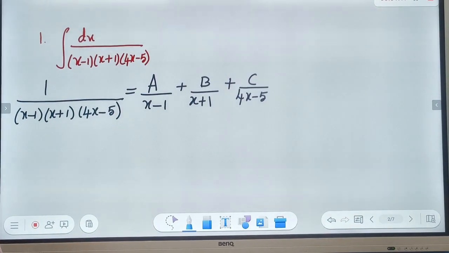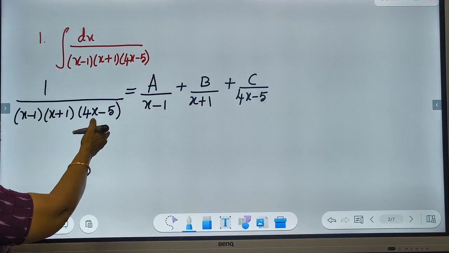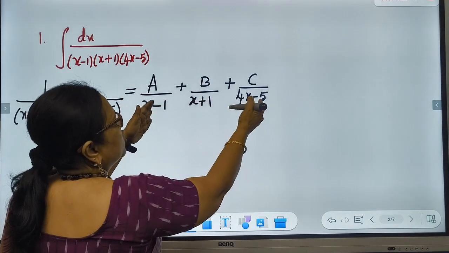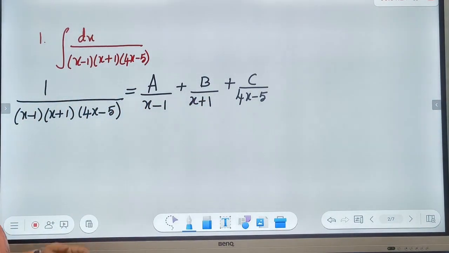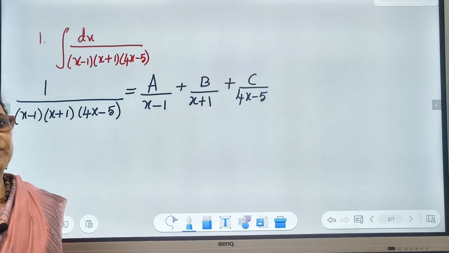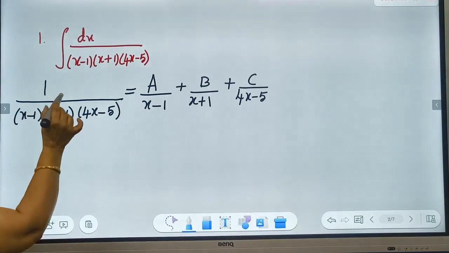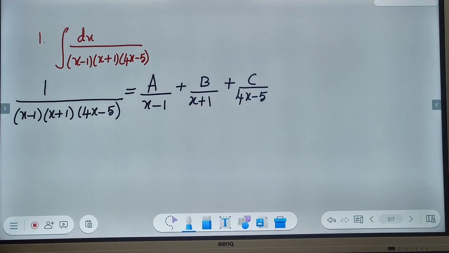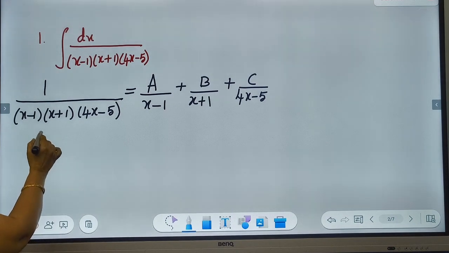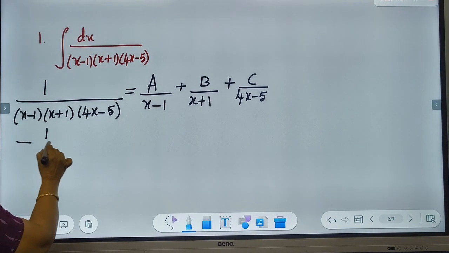If we split like this, instead of integrating this, we can integrate this, which will be much easier because we know how to integrate 1 by x minus 1. For example, that is log mod x minus 1. So our aim is to find the values of A, B and C. So what I am going to do is take the LCM.